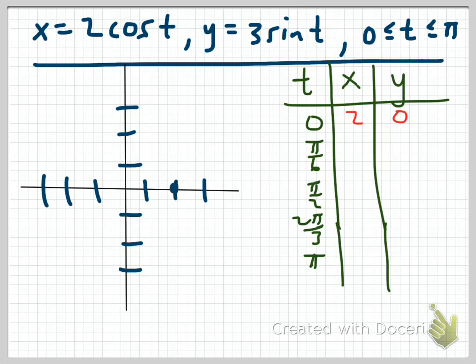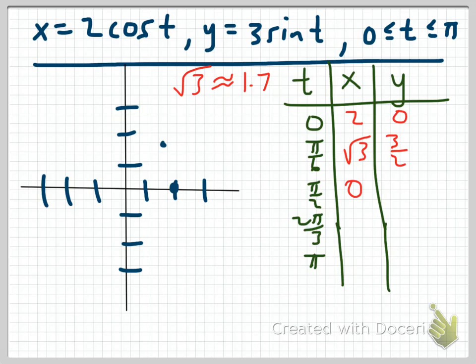The cosine of pi over 6 is radical 3 over 2. So we get 2 times radical 3 over 2, which is just radical 3. Well, radical 3 is about 1.7, okay? And on the other side, we get 3 times the sine of pi over 6. So when t is pi over 6, sine of pi over 6 is 1/2, so 3/2. Well, that's 1.5. Okay, so when x is equal to radical 3, which is 1.7, then we go up 1.5. So it's right around there. Oops, that's not it. It's right around there. Somewhere like that.